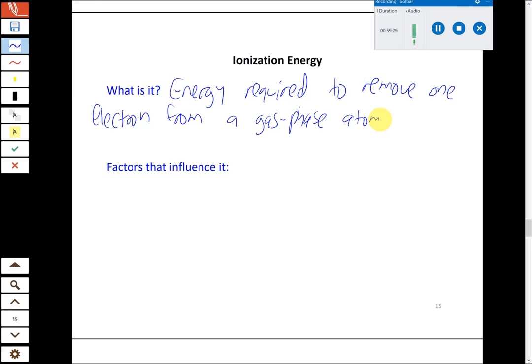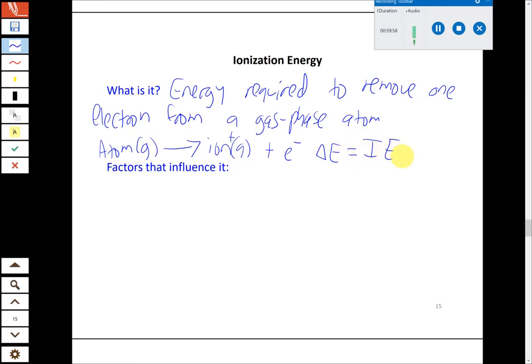So if we want to sort of draw out the chemical process that's happening, we're starting with a single atom in the gas phase, so the G means gas, and then we remove one electron from it. As we've already talked about, if you remove an electron from something, you create something that has a positive charge. So you're going to form a positively charged ion, also in the gas phase, and you're going to release one electron. And the change in energy for this process, how much energy we have to put into this to remove the electron, is going to be called the ionization energy.